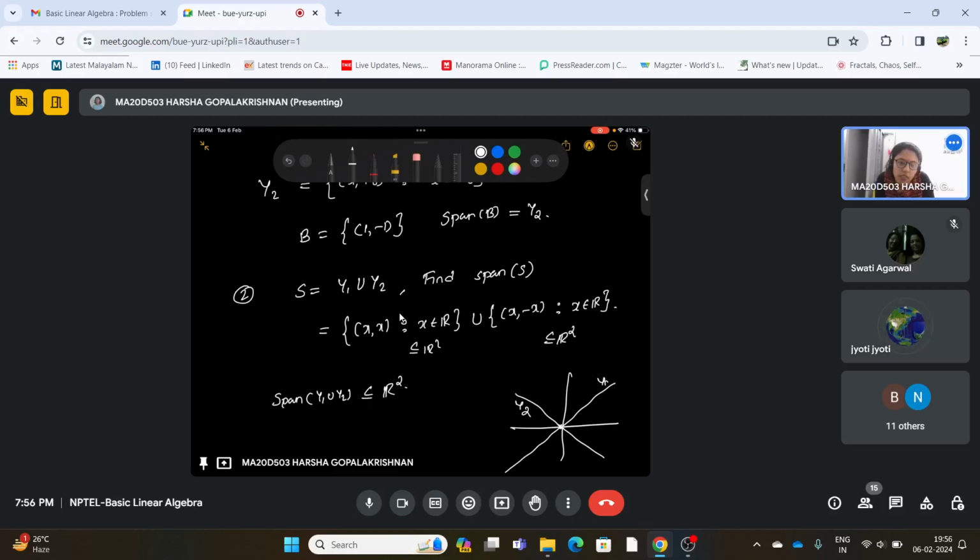This is clear, right? And it is a vector space. Any doubt in that?